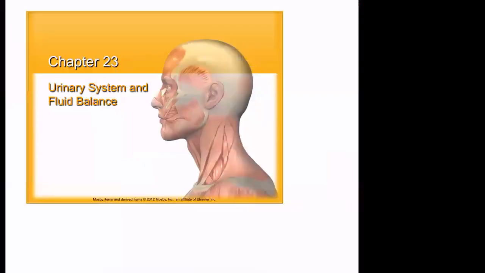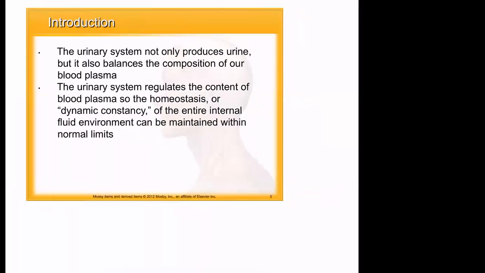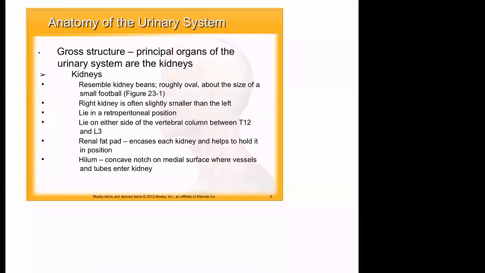You should be seeing my screen right now. This is chapter 23. Regulating the composition of blood, removing waste products from the body. So that waste product is in the form of urine. But there's other things in the urine as well. We're also going to lose some other things that we may not necessarily want to lose, but our body does a pretty good job trying to regulate those things. So let's take a look at the kidneys. Let's go right to the picture actually first.